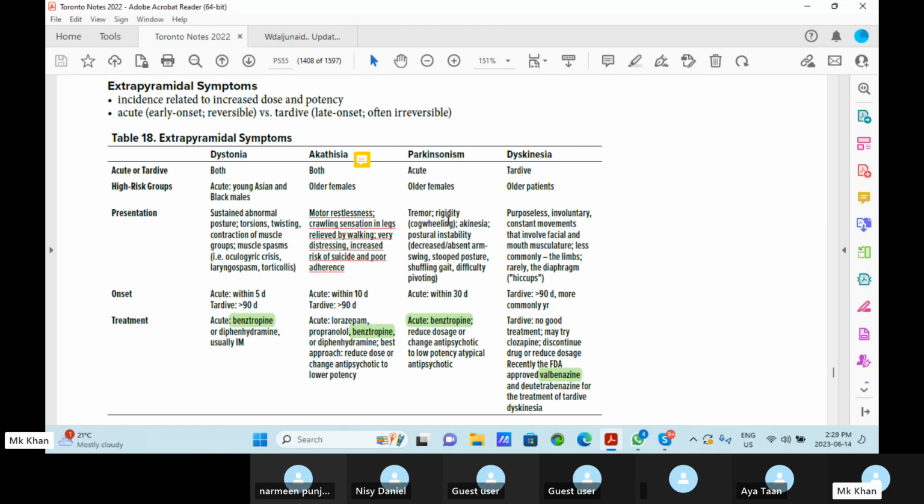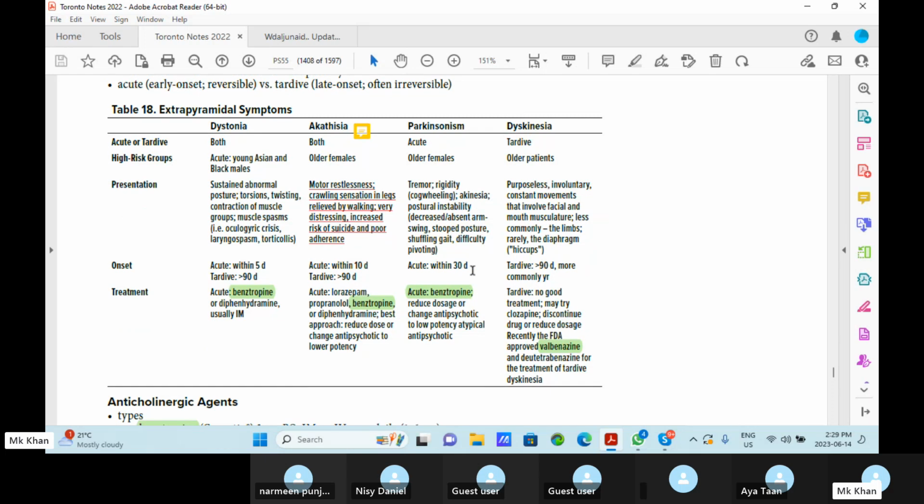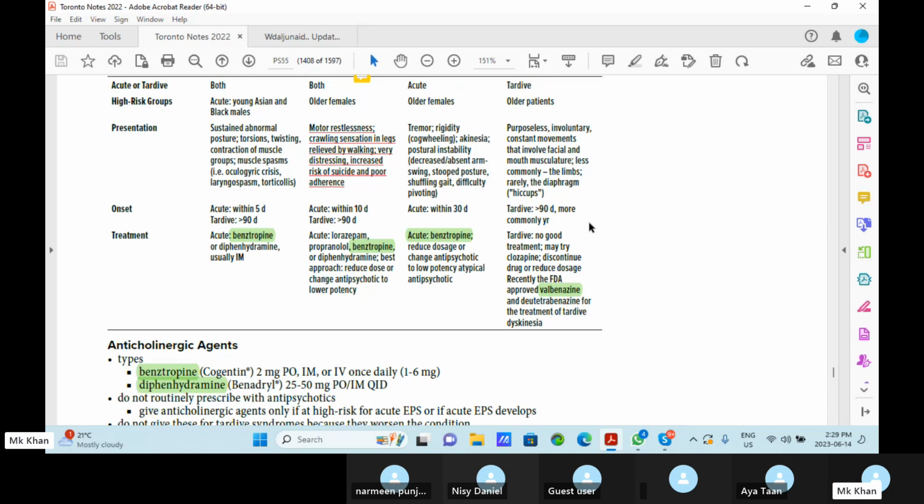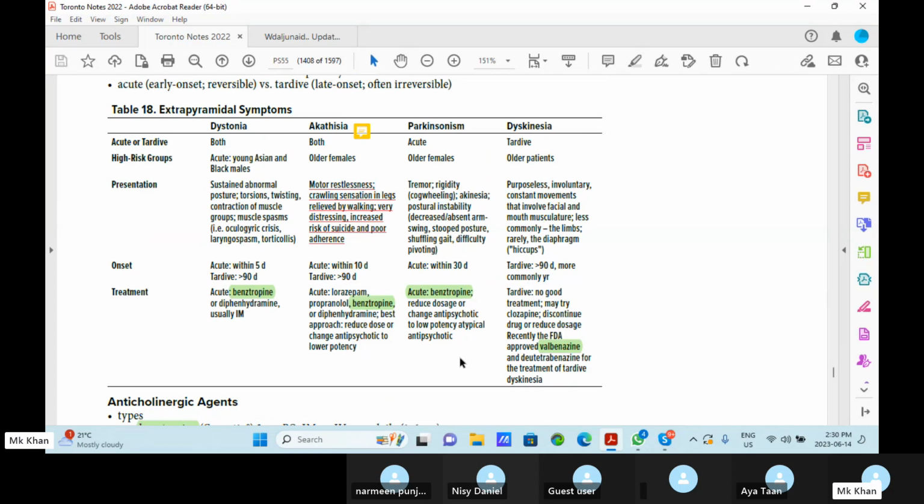And then Parkinsonism is also acute. Parkinsonism-like features are present, like tremor, rigidity, cogwheeling, akinesia, and all these. And it is within 30 days. So this is within 5 days, within 10 days, within 30 days, and then this is more than 90 days. So this is a later onset. And here also the treatment is benztropine, and also reduce the dose or change it to a different atypical, the second generation one.